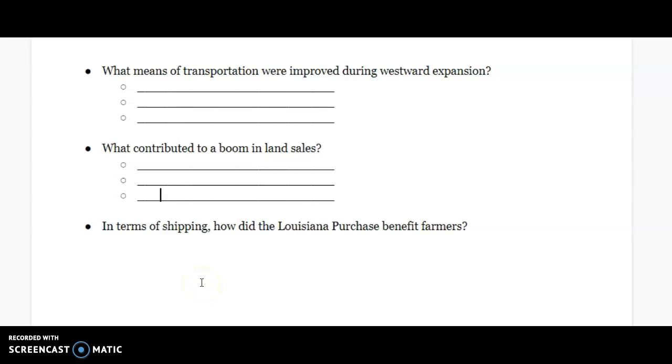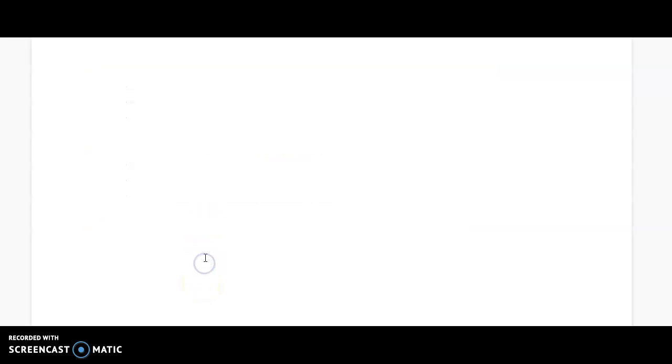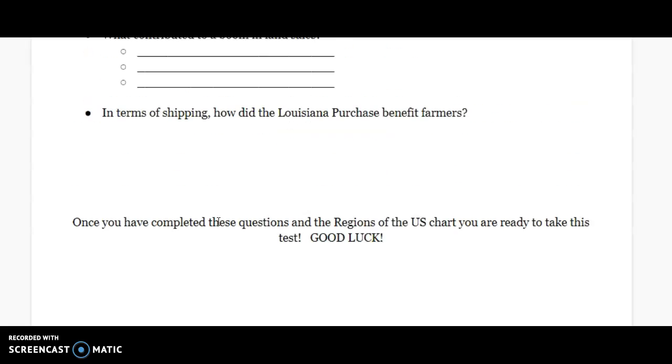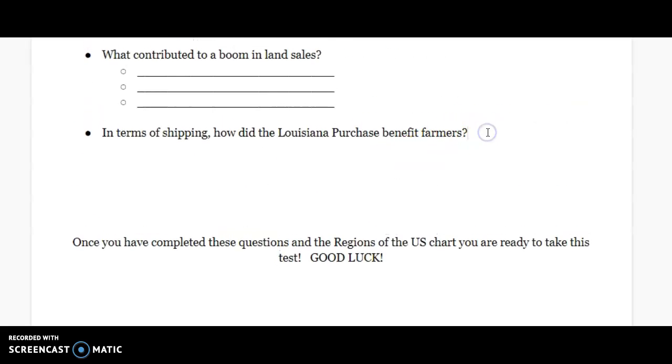All right, and finally, in terms of shipping, how did the Louisiana Purchase benefit farmers? Once again, that Mississippi River, so important, allowing farmers to ship their goods and make money. It was a huge part of the economy.